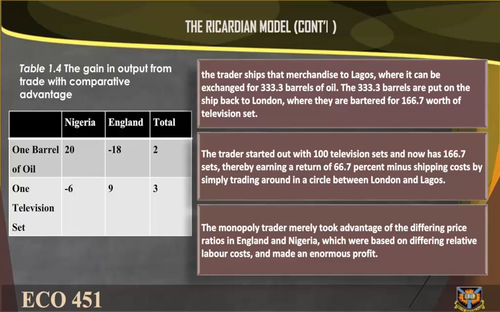The trader started out with 100 television sets and now has 166.7 sets, thereby earning a return of 66.7% minus shipping cost by simply trading around in a circle between London and Lagos. The monopoly trader merely took advantage of the different price ratios in England and Nigeria, which were based on differing relative labor costs, and made an enormous profit.